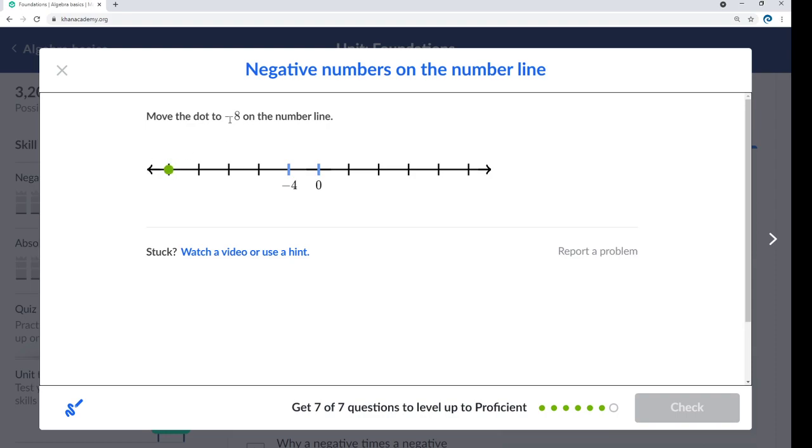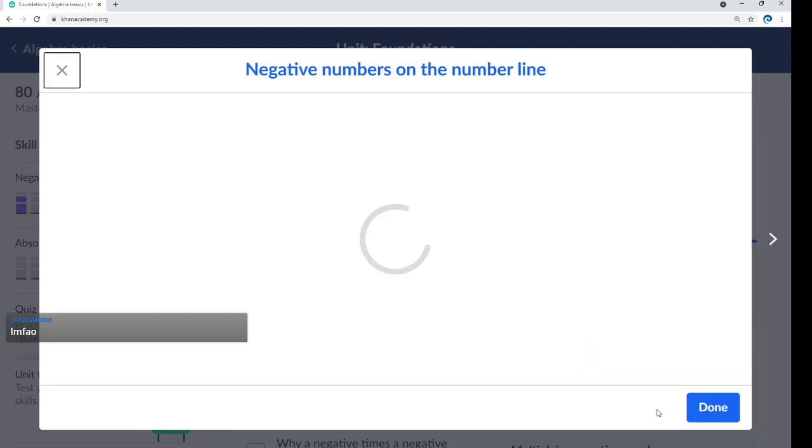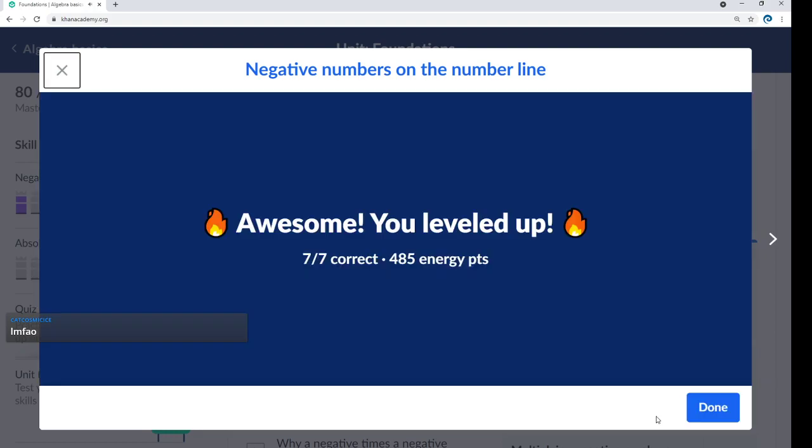Move it to -8 on the number line. So this is -4. Therefore, this must be -8, right? It's gotta be. Has to be. Beautiful. So, awesome. I have leveled up. I'm leveling up over here. Okay, got myself 485 energy points. And I'm gonna try not to spend them all in one place.